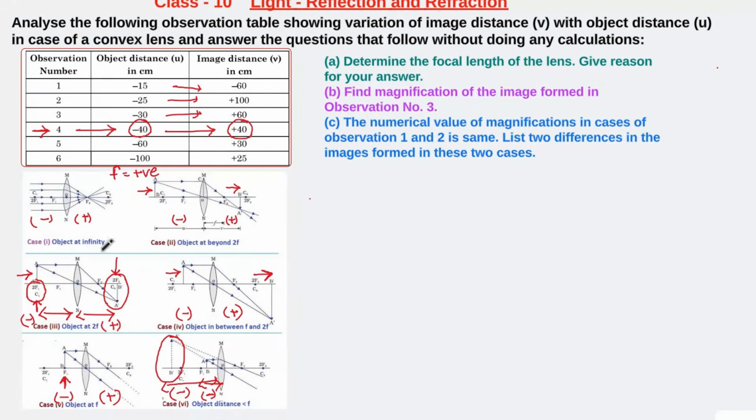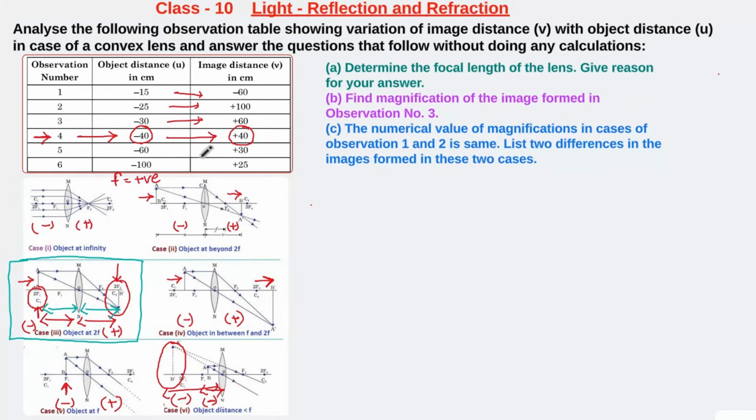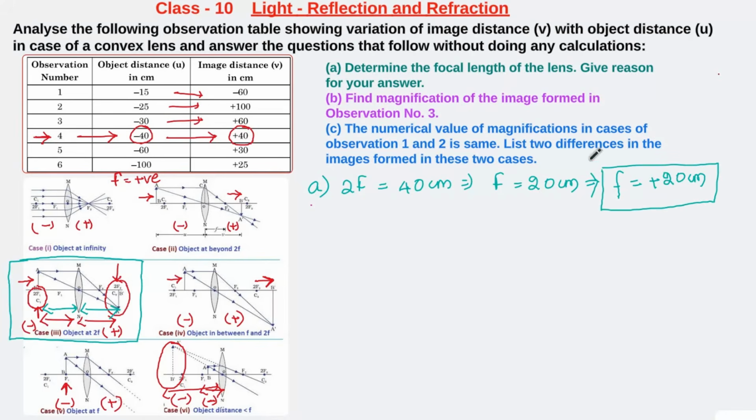Now if you have a look at the observation table, we see that for this case, when the object is placed at 2f1 or c1, the object distance and the image distance are the same. So in observation number 4, the object distance and image distance are numerically equal to 40 centimeter. Hence we can write 2f is equal to 40 centimeter, f is equal to 20 centimeter. Since the focal length of a convex lens is positive, f is equal to plus 20 centimeter, which is the focal length of this convex lens.